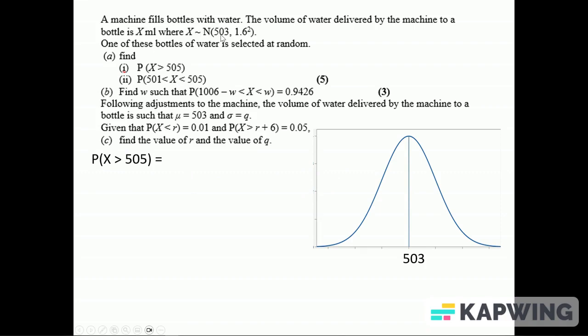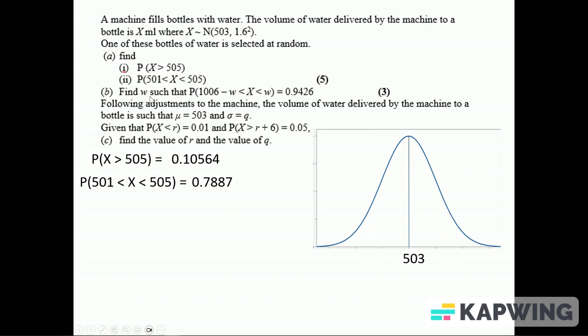So I've got the mean in the middle of 503, that's the mean of the volume of water, and standard deviation 1.6. So I'll stick that in the calculator, greater than 505, work out this area: lower 505, upper 1,000,000, mean, standard deviation. The bit in between, lower and upper 501 and 505, not a problem, stick in the calculator.